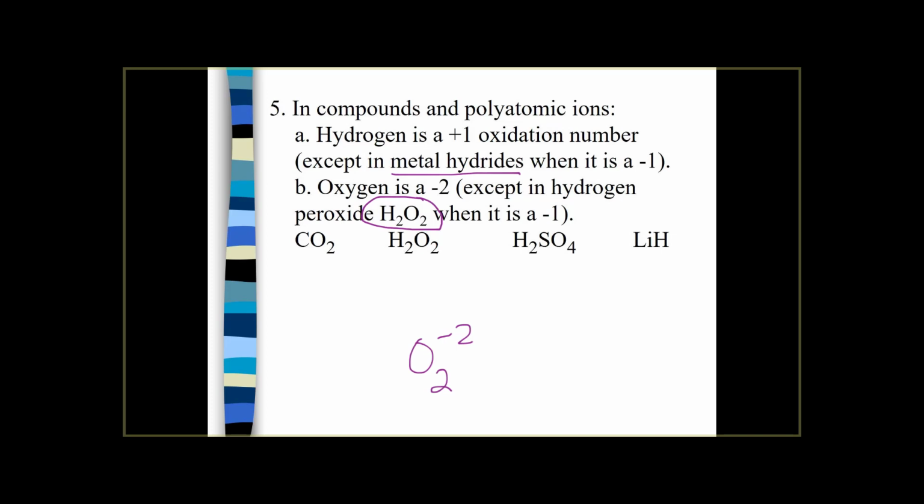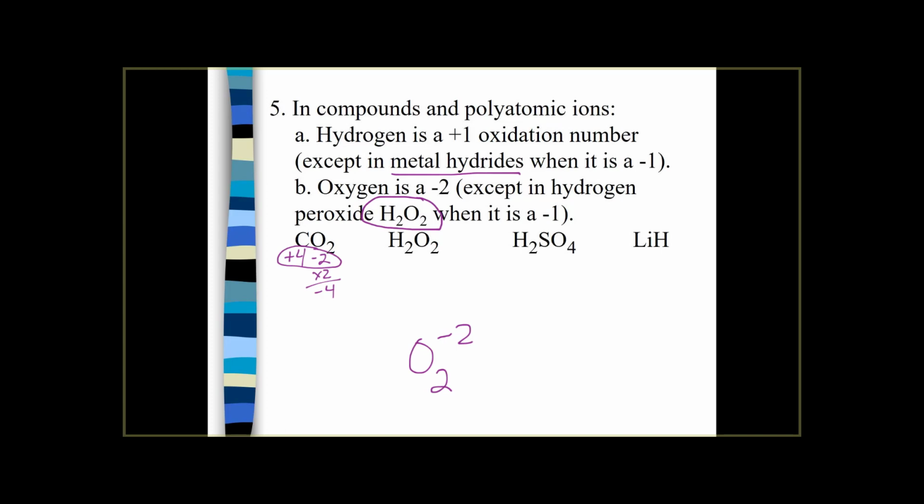So let's go ahead and assign oxidation numbers to each of these molecules. So first of all, carbon dioxide. So oxygen's a -2. I have 2 of them for a total of -4. So that means carbon has to be a +4 so that they'll equal 0. So again, the oxidation numbers are what's important. So carbon is +4, oxygen is -2.